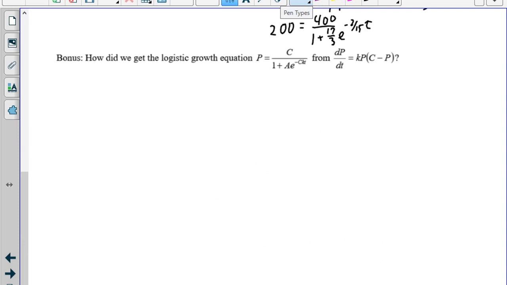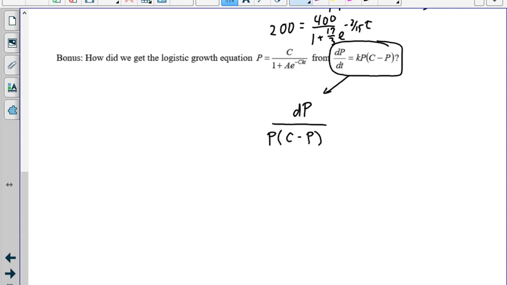The reason I'm talking about that is if we take a look at this differential equation, I'm going to separate the variables. Notice that P and t are my variables, C is a constant, and k is a constant. I'm going to divide by P and (C minus P), and then multiply dt over to the other side. So I'm separating the variables. Now I want to integrate. The integral of the right side is really easy. That's kt, and then we're going to have a plus C.